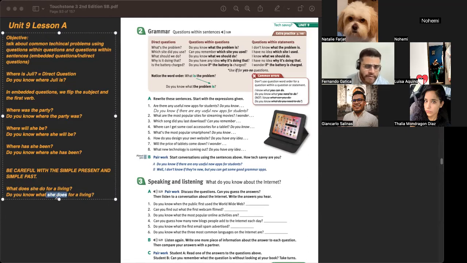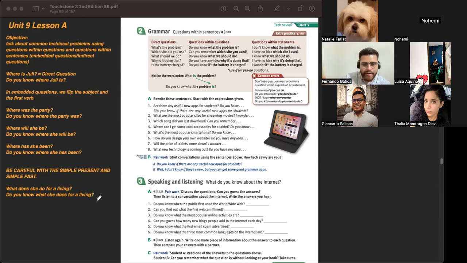Bueno, déjenme explicarles. Para empezar, se elimina el verbo auxiliar. Does. Se elimina porque does solo se usa en preguntas. Y aunque do you know what she does for a living es una pregunta, la estructura de la pregunta tiene que estar en forma de oración. Y en oración, ustedes saben que solo se usa un verbo para el presente. Por ejemplo, I like pizza, she likes pizza, I wake up early, she plays soccer. Solo un verbo, un verbo.